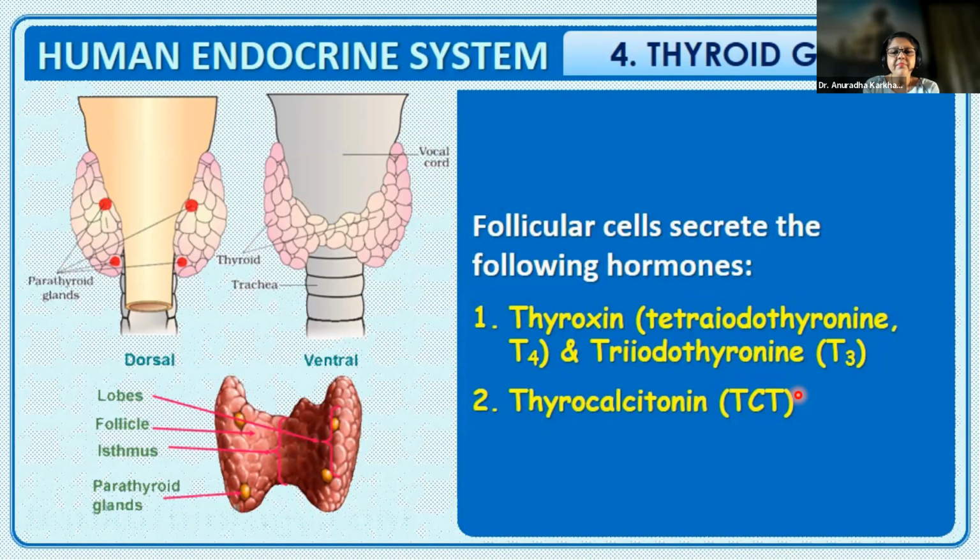Hello, tell me what would be your answer? Yes, fourth option, correct? All of these. If the question comes that the thyroid gland secretes thyroxine, thyrocalcitonin, TSH, both 1 and 2, what would be your answer? First, second, third, fourth.